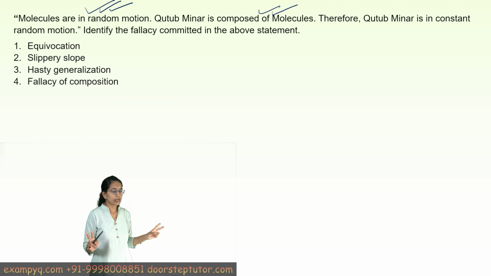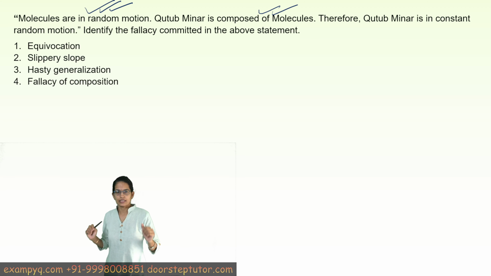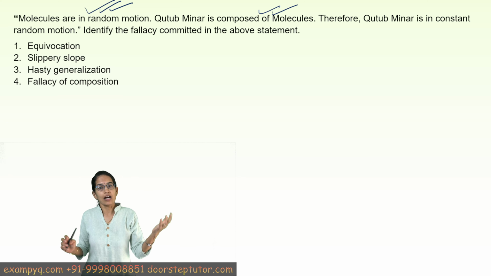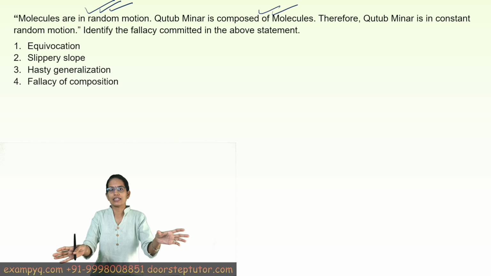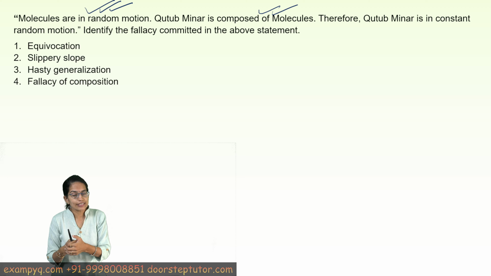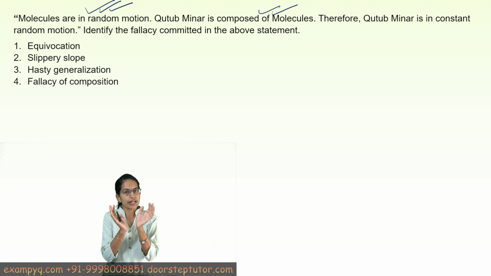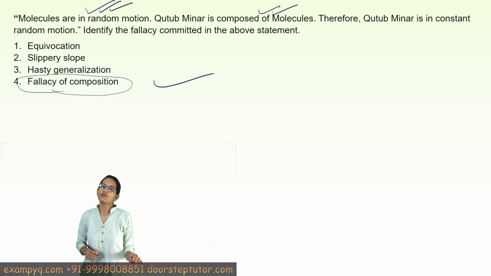Understand what I'm trying to bring into focus here. Both these statements are true independently. Now what happens when I combine this statement? Qutub Minar is in constant random motion. Now this composition that I have done, because of the two independent sentences being correct, is an incorrect composition, and therefore we call it a fallacy. And this fallacy is because of the two statements that I have tried to bring together here, and therefore this is a composition fallacy or fallacy of composition.